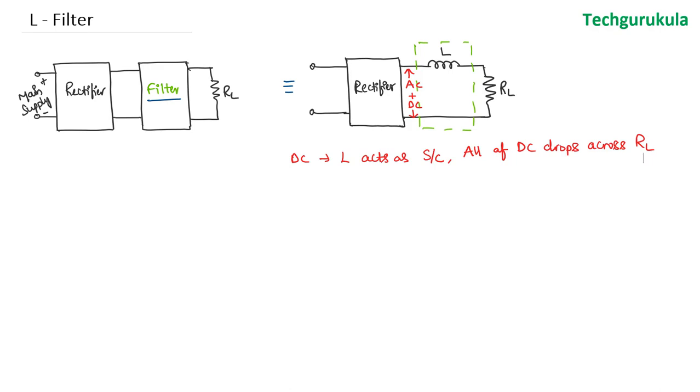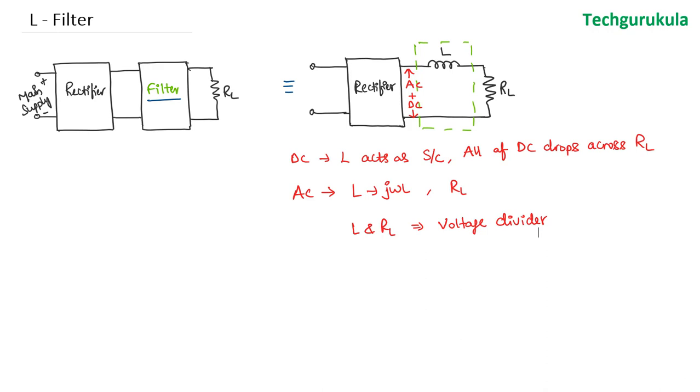Now coming to AC, obviously the reactance we would see because of the inductor would be j omega L, and the resistor is RL. The inductor and load resistor in series act like a voltage divider. So the AC voltage would get dropped partly across the inductor and partly across the load resistor. Obviously we want most of the AC voltage to drop across the inductor, not across the load resistor, so that we get DC directly to RL and no AC at all.